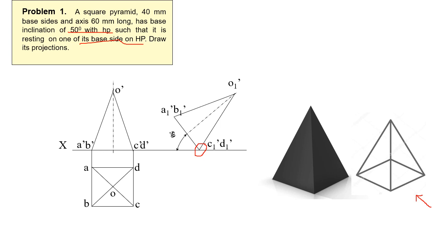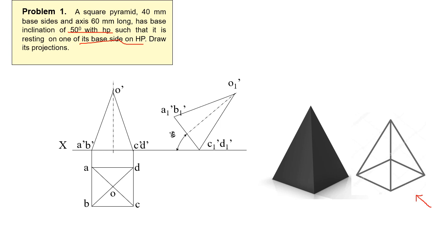Now, in this front view, there is no difference between these two front views. Both front views are the same. Just in the second case, the base is inclined by 50 degrees. Okay. Now, in the first case, it is resting on its base.